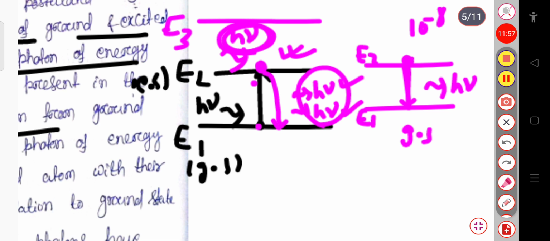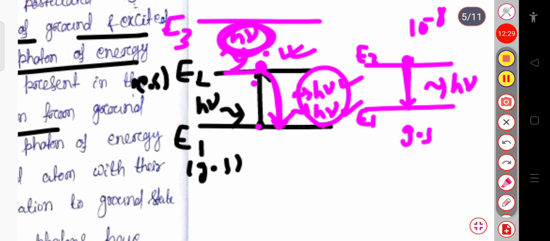Because in this E2 energy state, the excited state, the lifetime is also very short, 10 power minus 8 second. So the atom will live for a very short time and try to spontaneously emit, and also when it gets the energy h nu, it will radiate that energy. Simply, we can say that the energy h nu we are giving to the excited atom is not sufficient to reach the excited state E3.